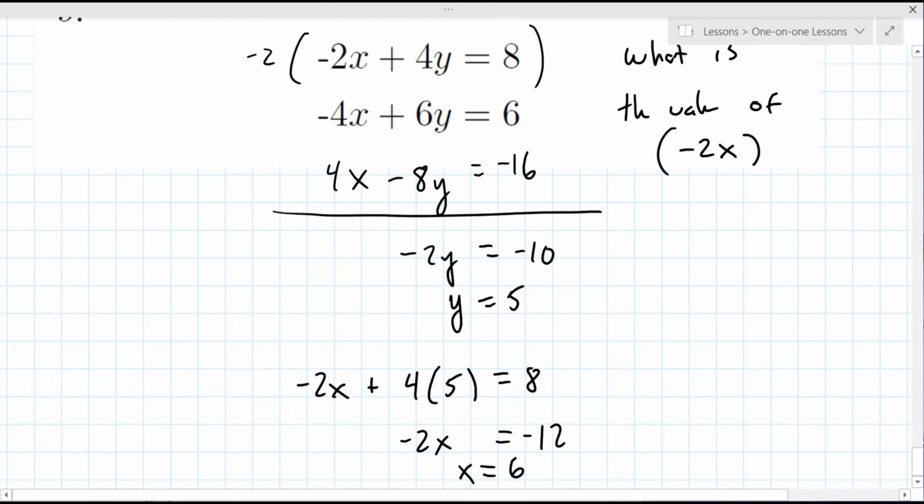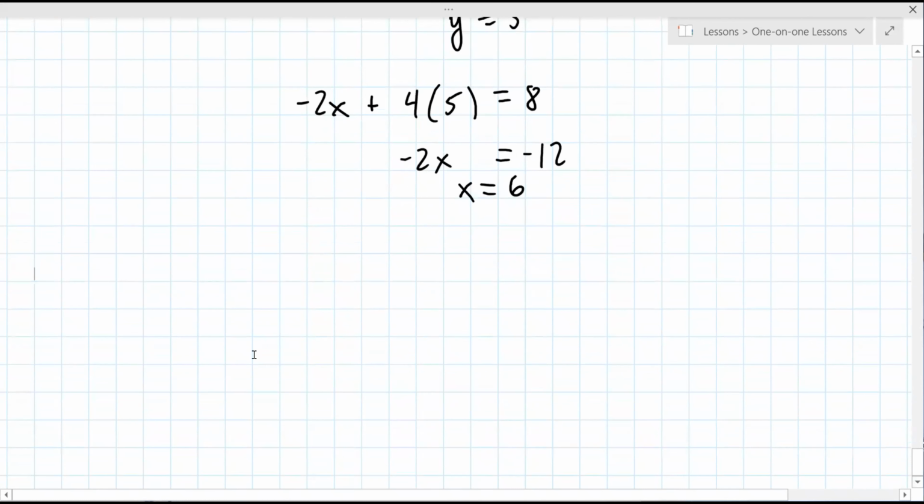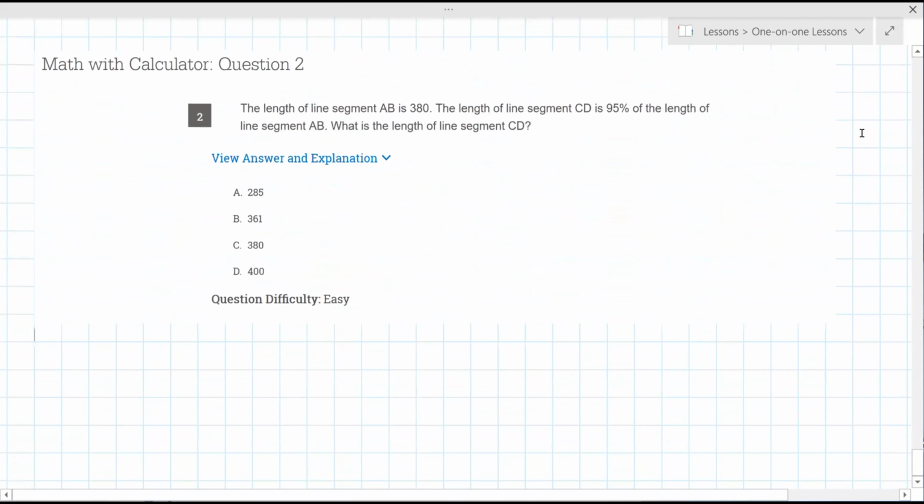Okay, let's move on to some calculator stuff here. It appears you have a lot more questions here. Just judging the first one here, some of these are pretty quick. So this question says the length of line segment AB is 380. The length of line segment CD is 95% the length of line segment AB. What is the length of line segment CD? If you were to write this equation, it'd say CD equals 95% multiplied by AB.